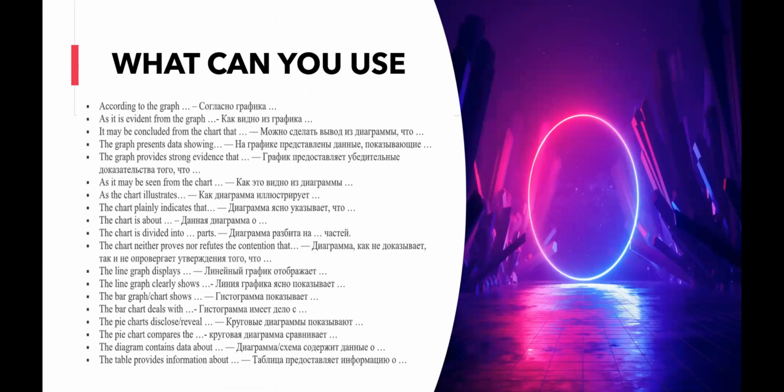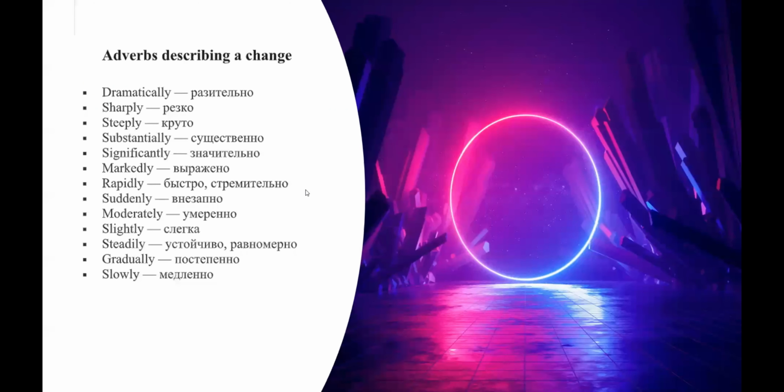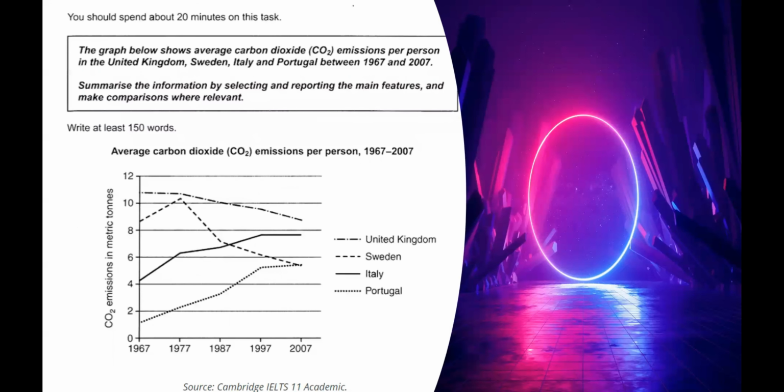According to the graph, for example, you should know how you can start. It is the most difficult part. The chart illustrates. Maybe the graph presents data showing blah, blah, blah. As it may be seen from the chart, or as the chart illustrates. So let's go to the graph again, and let's use it.